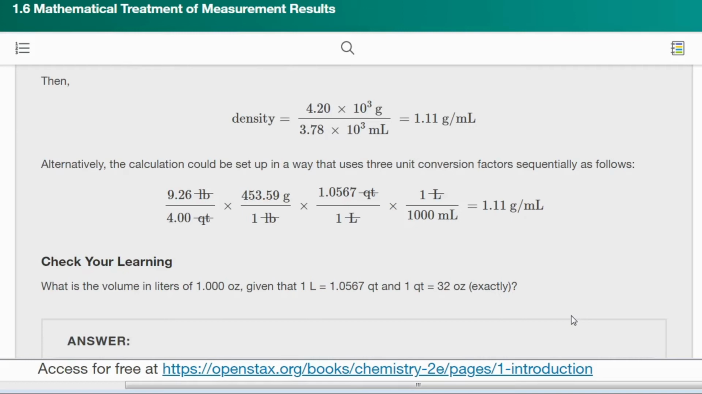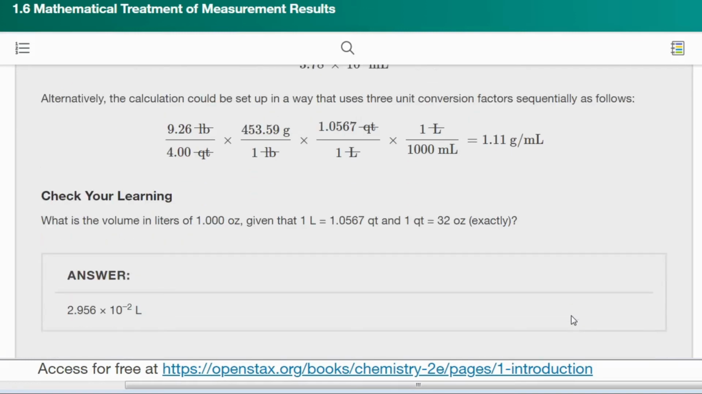So now, what is the volume? It's going to say check your learning. This time I'm going to actually show how I do all the steps by hand, and you can see it's a little tedious. What is the volume in liters of 1.000 ounces, given that 1 liter equals 1.0567 quarts and 1 quart equals 32 ounces exactly?